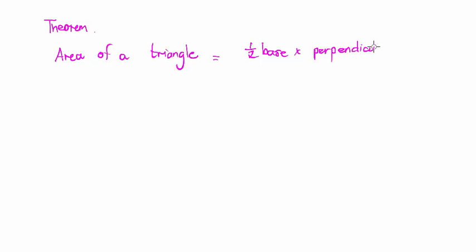Okay. First of all, the area of a triangle. I'm not going to give you the proof for the area of a triangle. You guys know this very well. What's the area of a triangle? Half base times perpendicular height. Okay, that means it doesn't matter what your triangle looks like. I'll draw a normal one first.